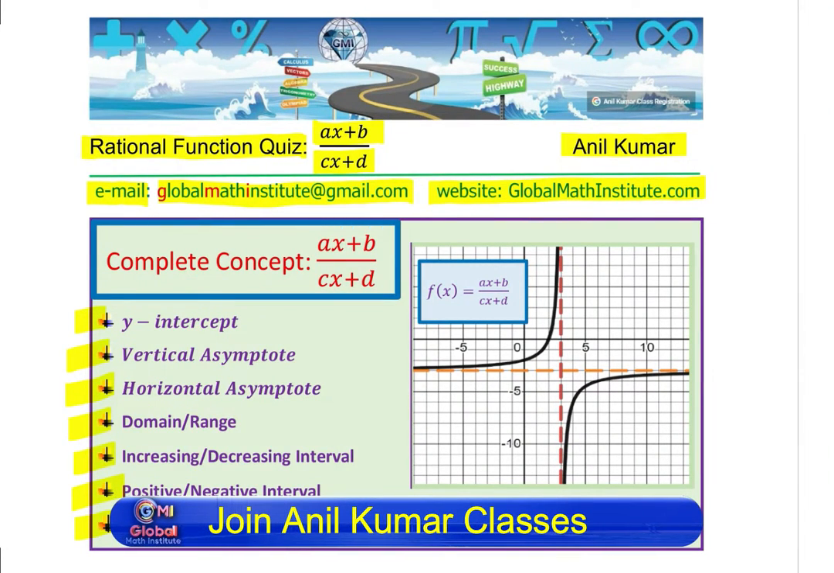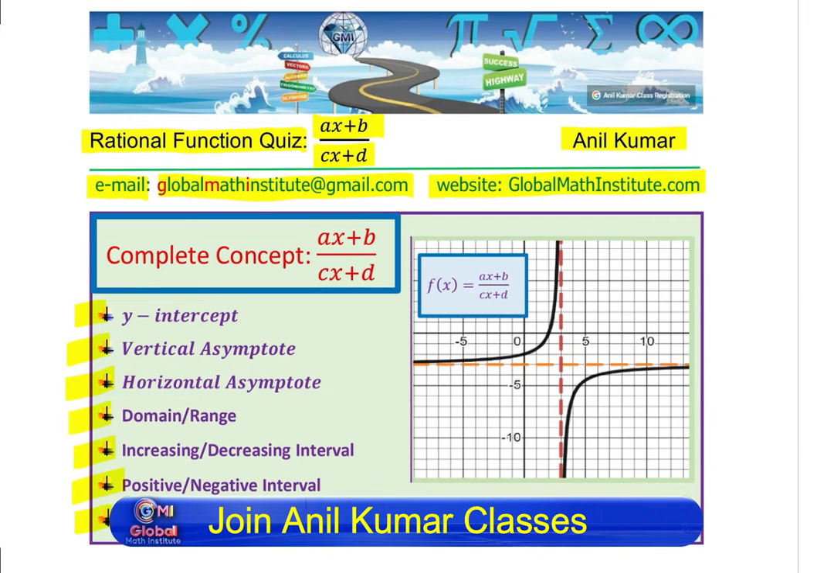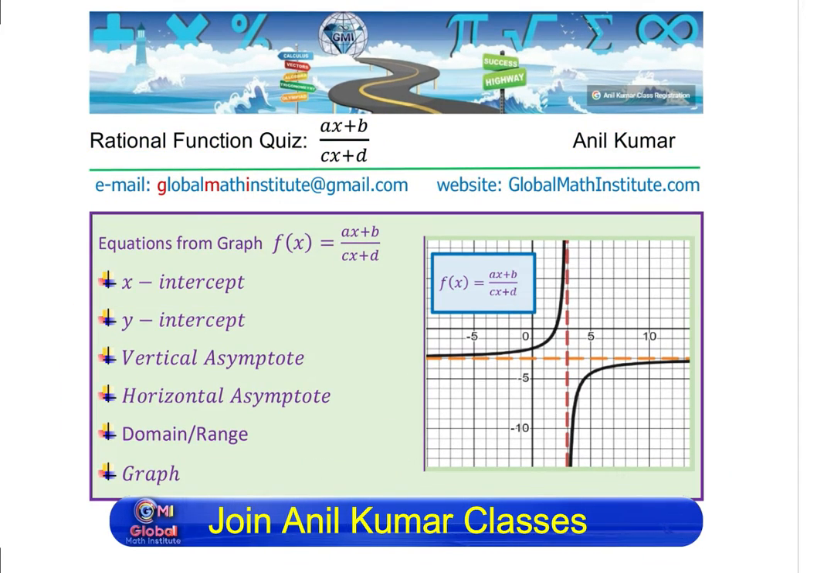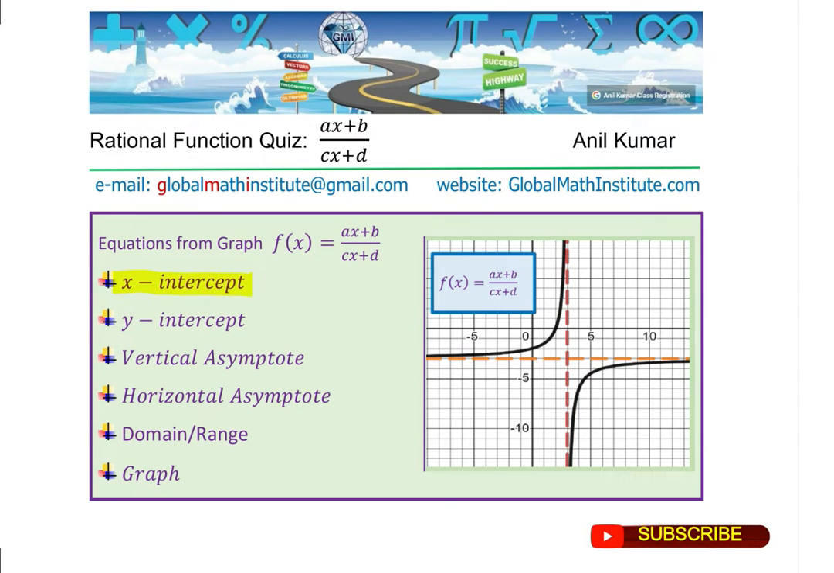Now let's look into some of these important characteristics one by one. So, what is an x-intercept? X-intercept is a point where the graph crosses the x-axis. In this particular case, the point shown here is the x-intercept. What is the y-intercept? Y-intercept is a point where the graph crosses the y-axis.